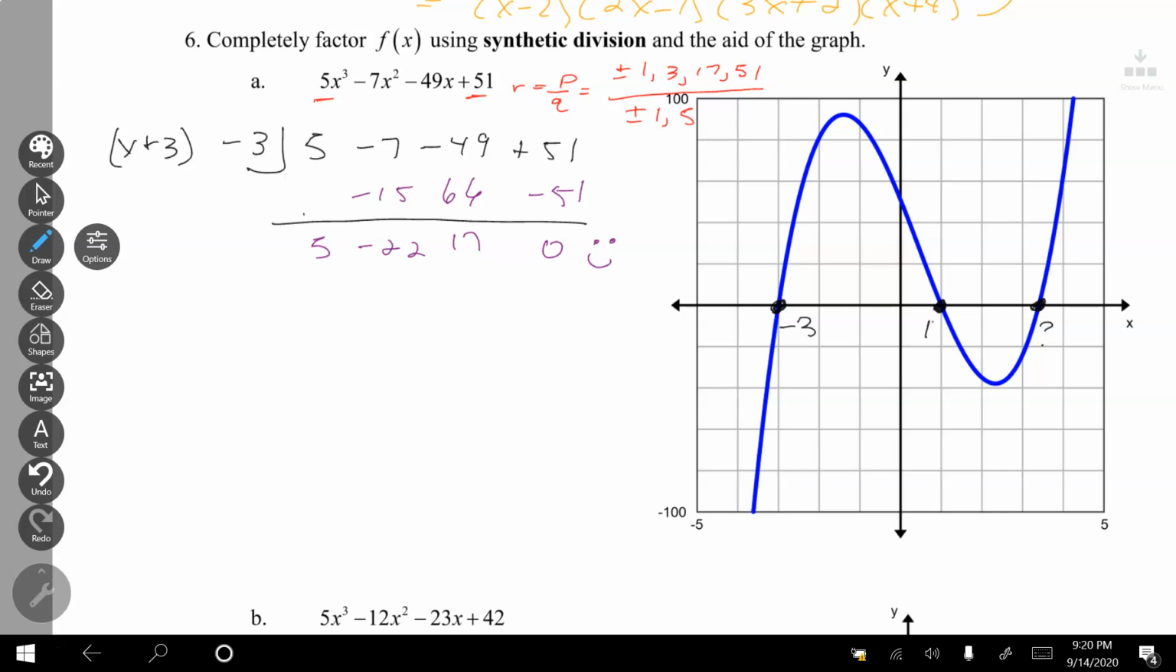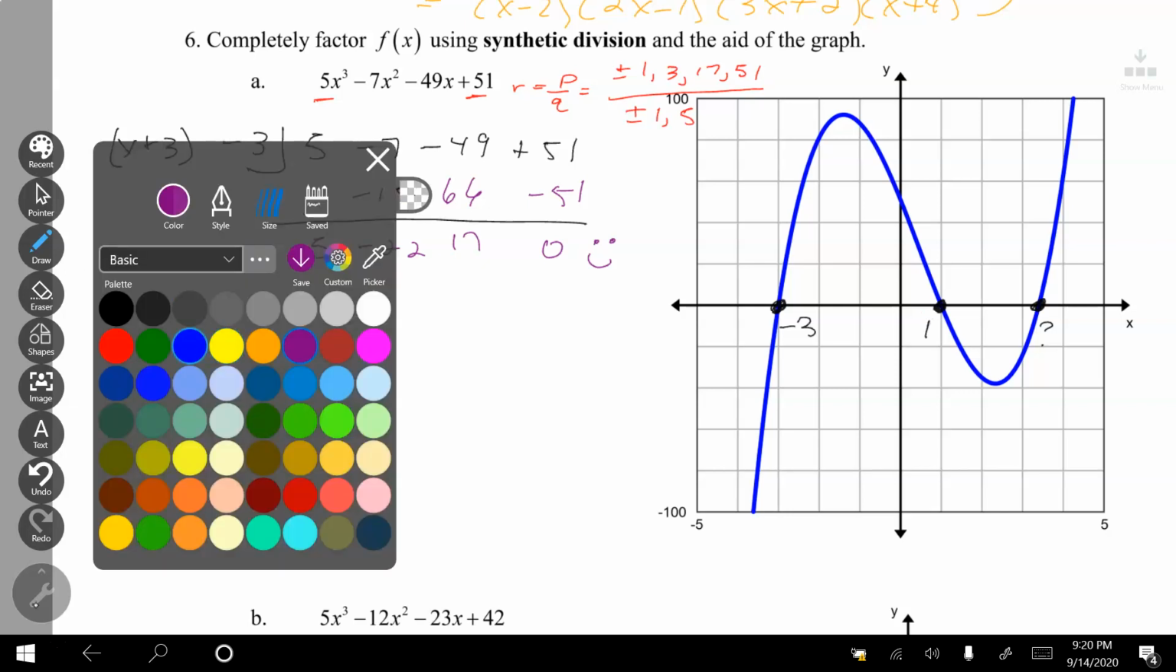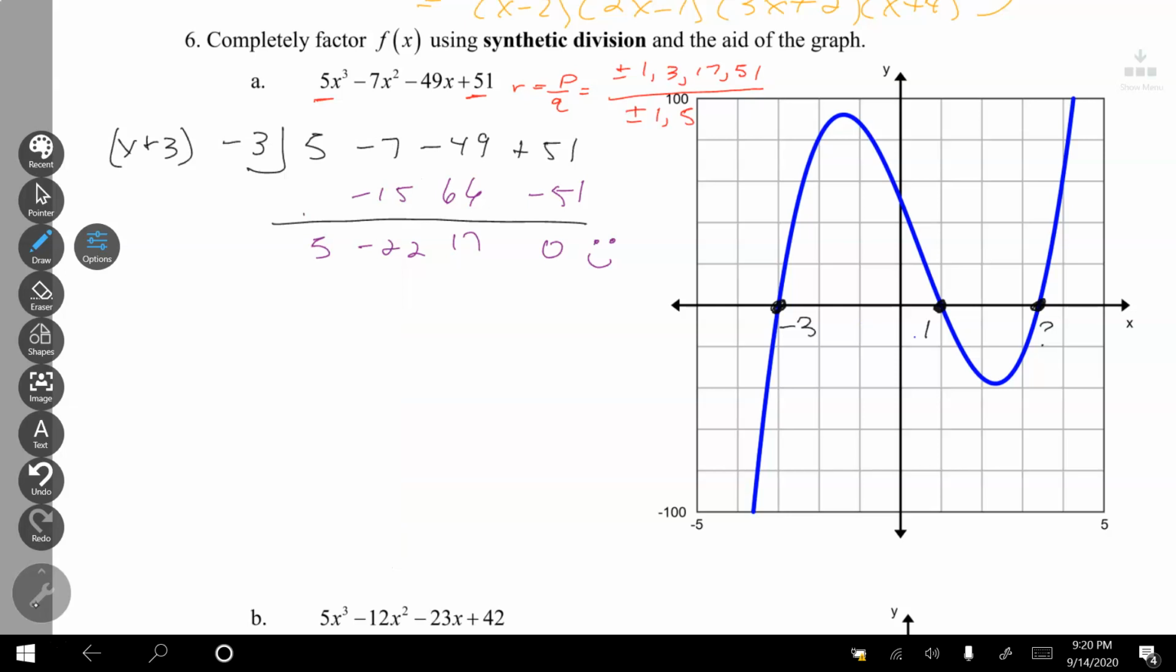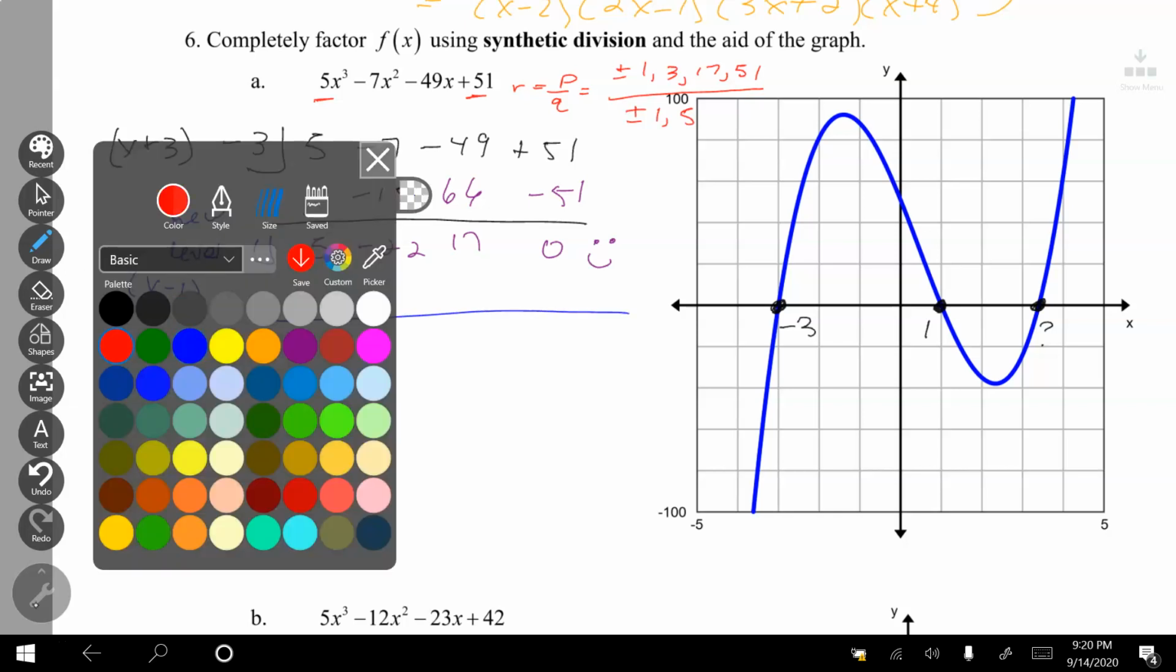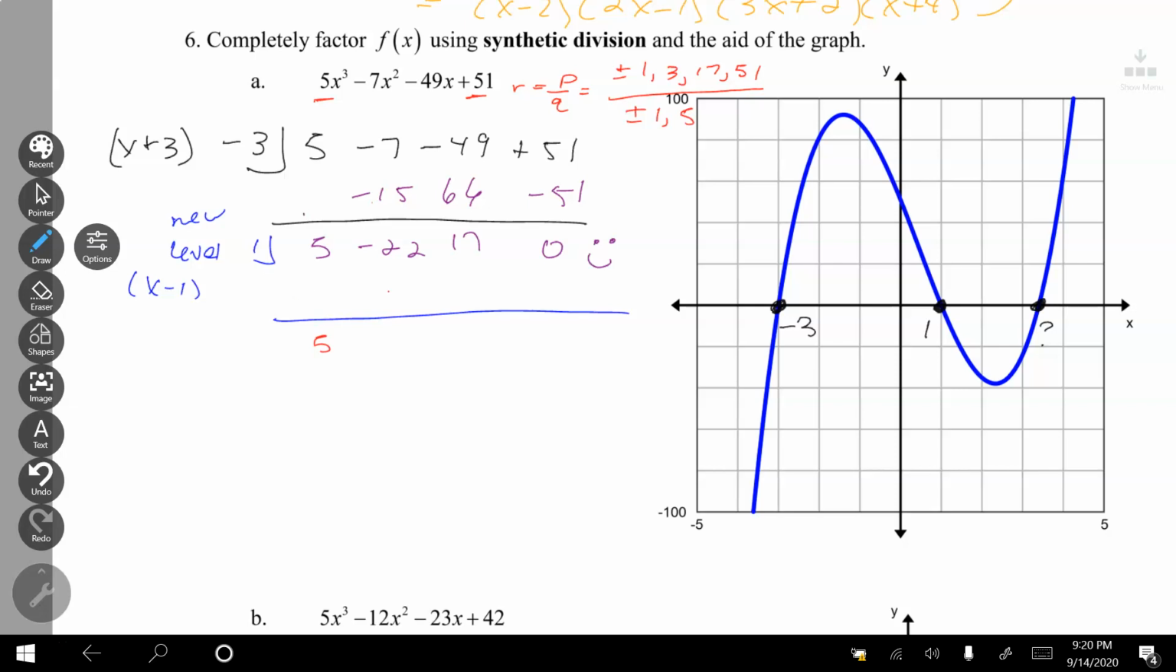And now I looked at my next zero, and I see that that number is -1. So I mean 1. So 1 goes in. I don't start from the beginning. I just do a new level. I put 1 inside the box. What does 1 mean? The factor x minus 1. I draw my line. I'm going to bring down my 5. Multiply, I get 5. Add, I get -17. Multiply, I get -17. I get a remainder of 0.